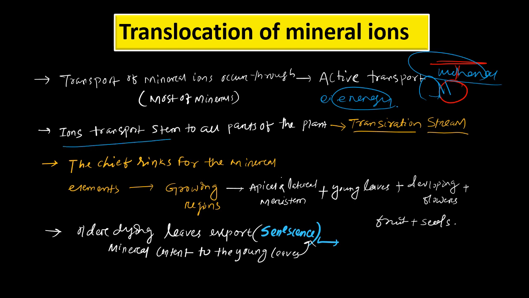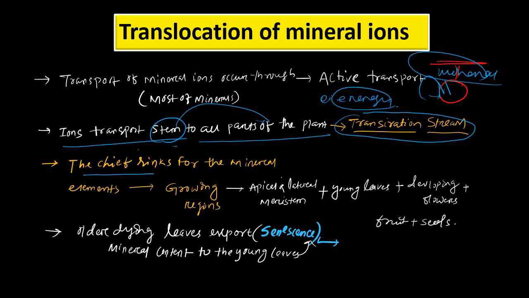Second is ion transport from the stem to all parts of the plant. If the ions are transported from the stem to all parts of the plant, this is called the transpiration stream. This is known as the transpiration stream, when these ions are transported from the stem to all of the plant.